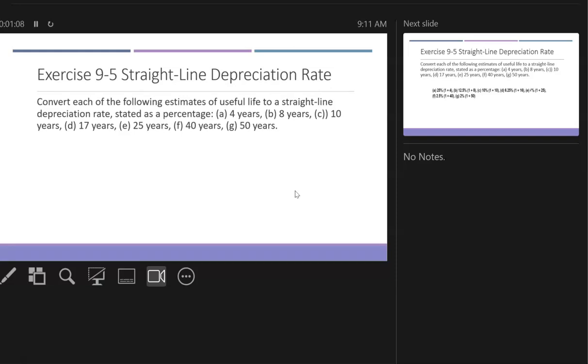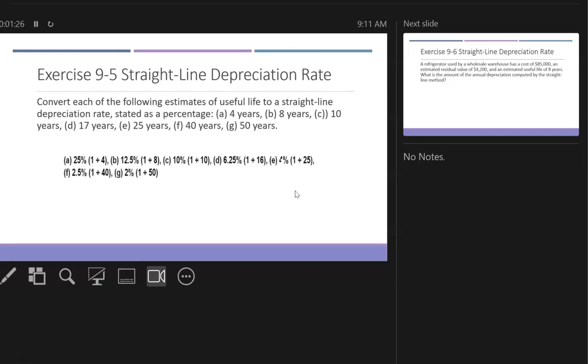How about this one? Convert each of the following estimates of useful life to a straight line depreciation rate stated as a percentage. The way we would do this is 100 divided by 4 is 20%. 100 divided by 8 is 12.5%. 100 divided by 10, 10%. 100 divided by 16, 6.25%. Do you see what I'm doing? I'm just taking 100 and dividing it by the number of years to come up with the percent.